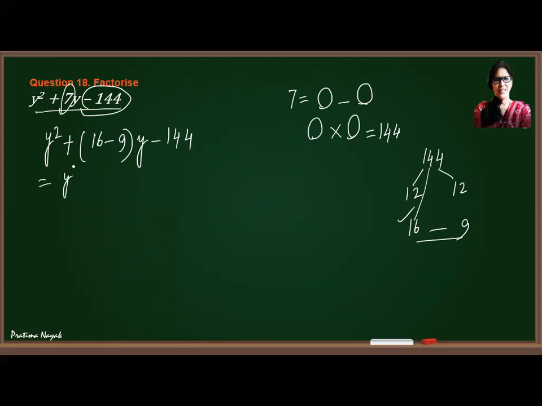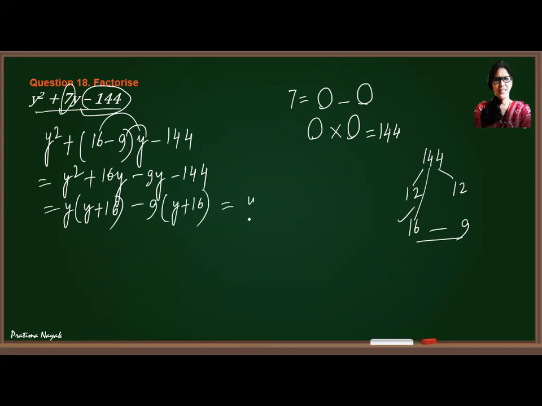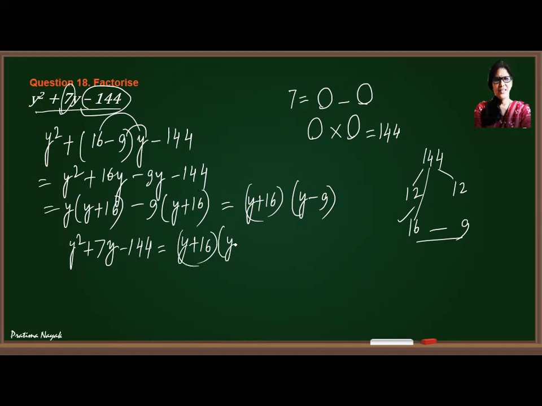Then this will be y square plus 16y minus 9y minus 144. So taking y common, y plus 16, minus 9 common, y plus 16. Then I'll take y plus 16 common. What will be left? y minus 9. So this is the answer of this question. So y square plus 7y minus 144 is equal to y plus 16 multiplies y minus 9.